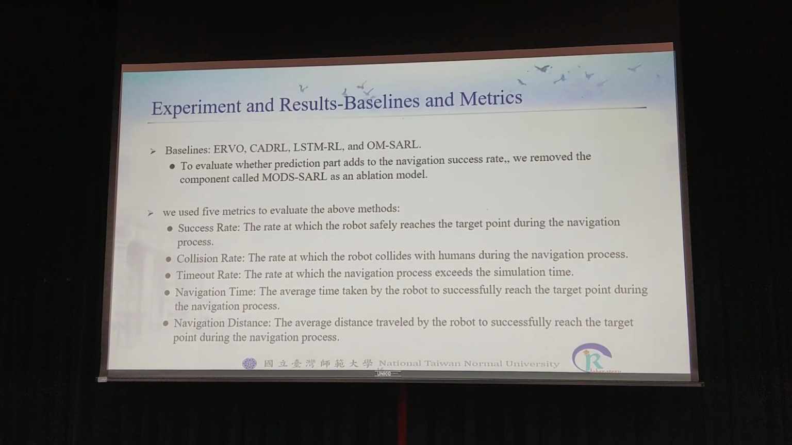The comparison baselines with our method are ERBO, CADIO, LSTMIO, and OMSAIO, where the prediction part adds to the navigation success rate. We remove the complex code NODSAIO as an additional model. And we use five metrics to evaluate the above methods: first is success rate, collision rate, timeout rate, navigation time, and navigation distance.